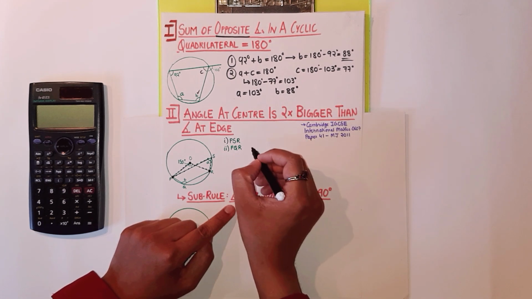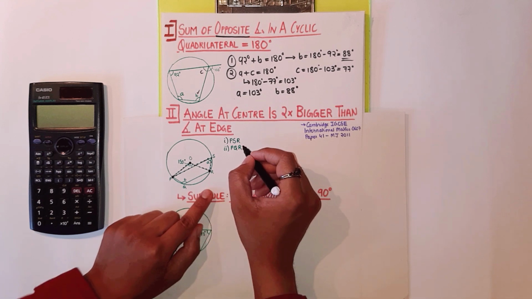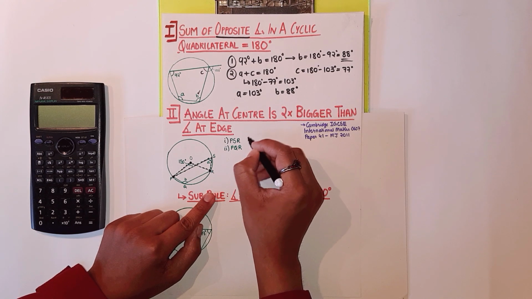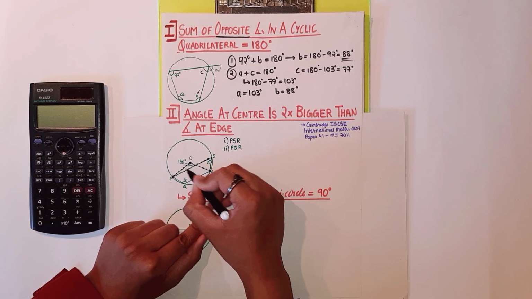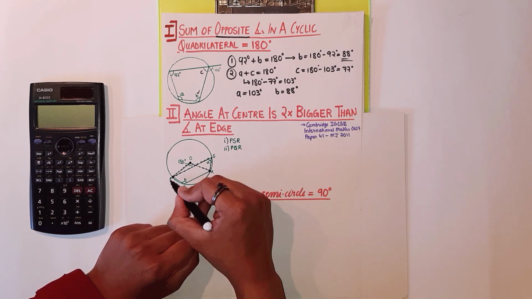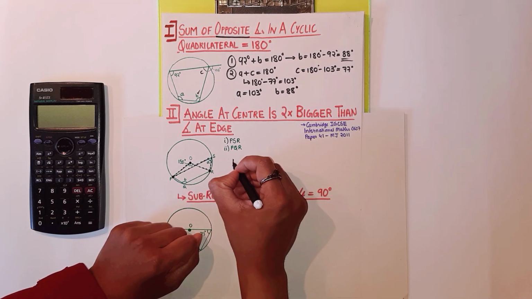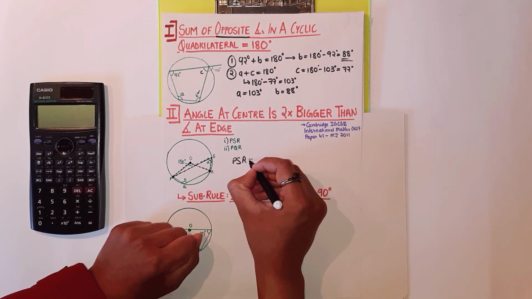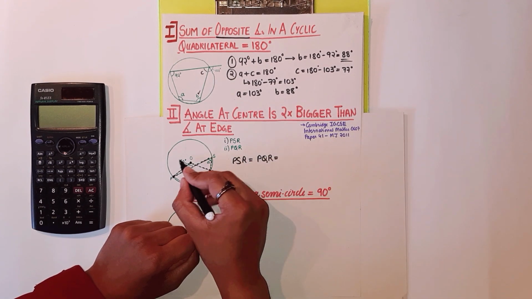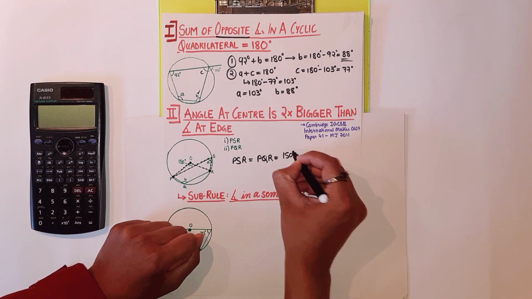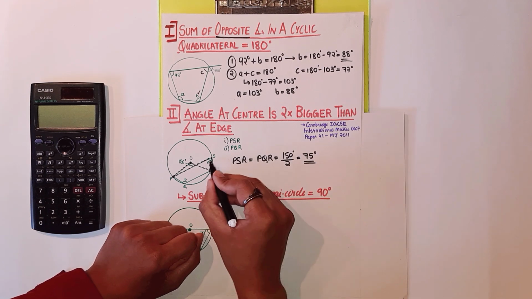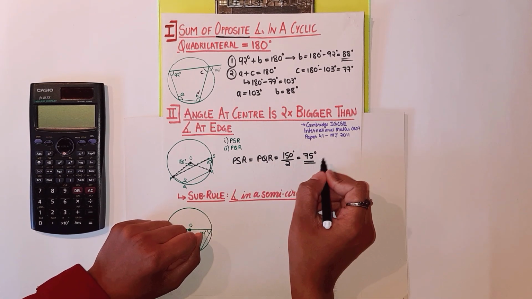So the first one, we have to find PSR. And actually, you can see directly that both of these angles are going to be the same, because they both have the same angle at the center of the circle, and they both lie at the edge of the circle and have the same starting and end points. So then PSR is equal to PQR, and both of them are going to be half as big as 150 degrees. So that would be 150 divided by 2, which is 75 degrees. So both A and B are going to be 75 degrees.